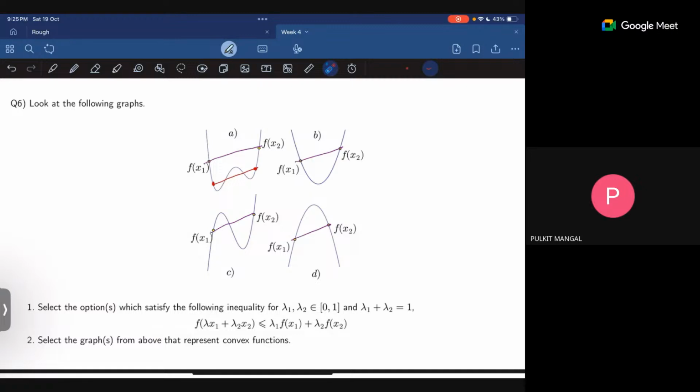Anybody has any doubt in this question? No? I hope the difference between concave and convex is clear. And in other words you can remember, for a convex function, the minimum always exists and that is the global minimum. For concave, it would be the maximum, that would be the global maximum.